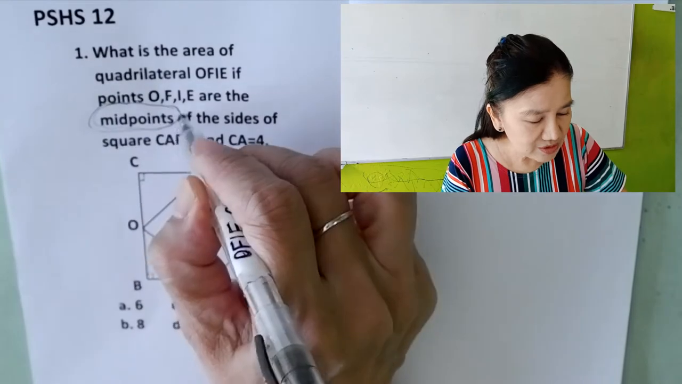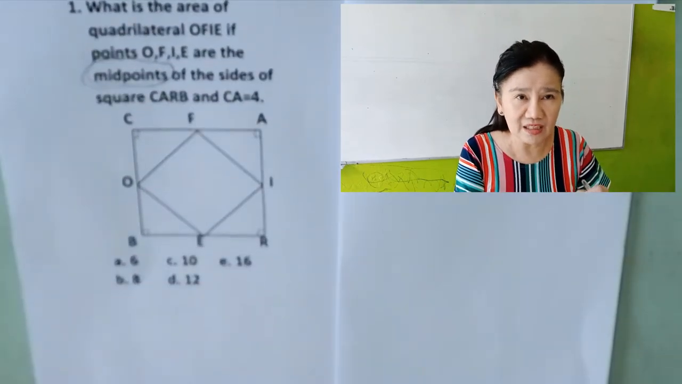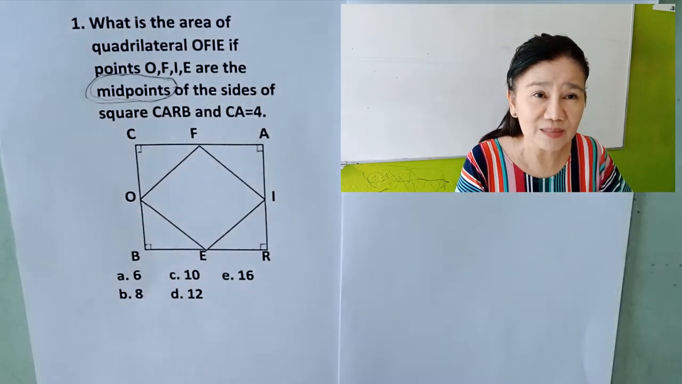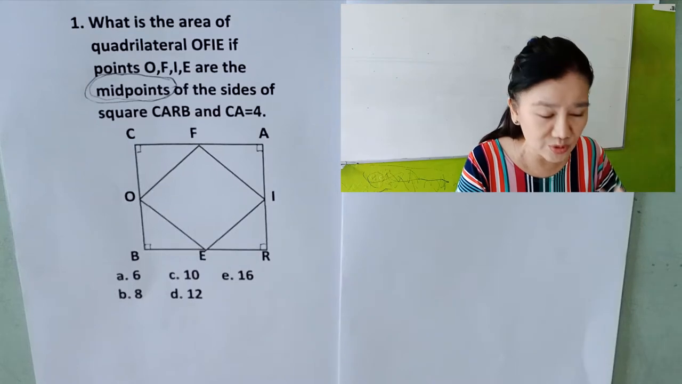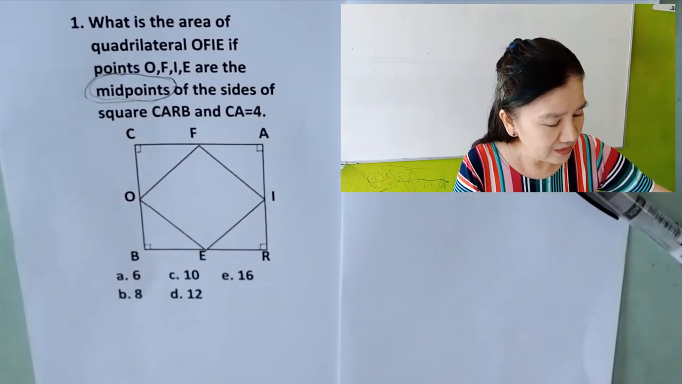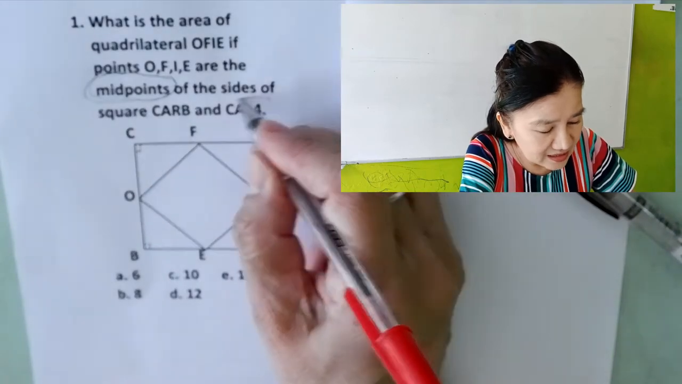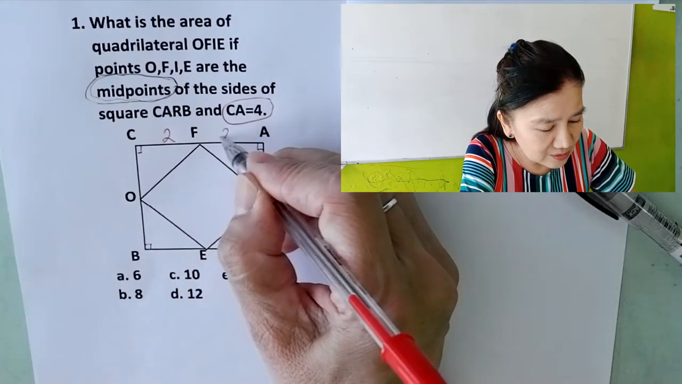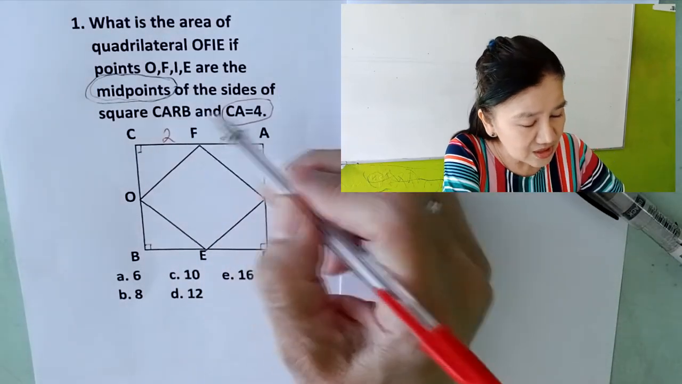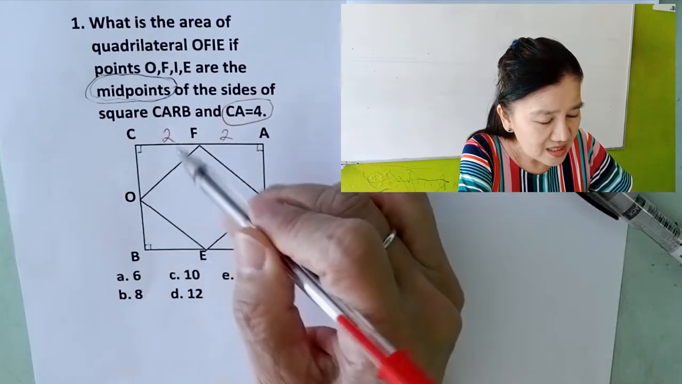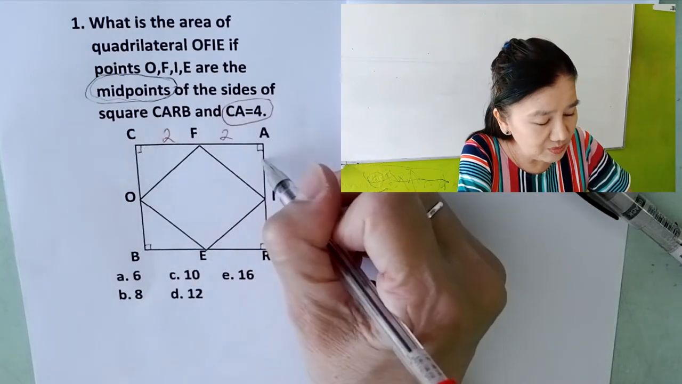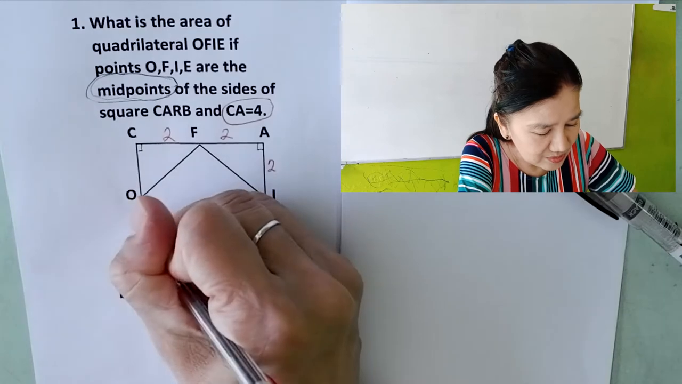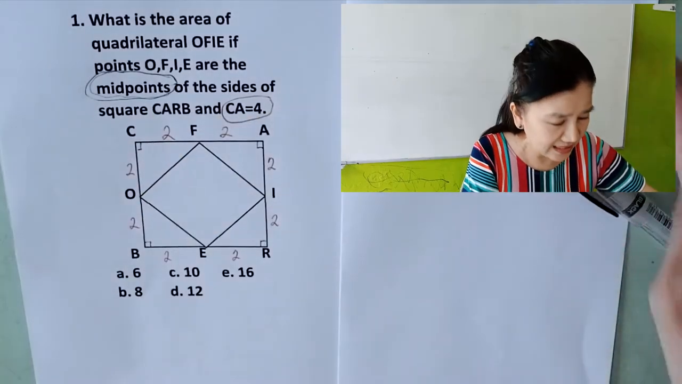Midpoints. When you say midpoint, it is the point right at the middle. So, therefore, the whole line segment or side is bisected, or divided into two. If CA is equal to 4, that would mean CF must be 2, FA is also 2. Now, let us consider that CARB is a square. So this would imply that AI is 2, IR is 2, this is 2. A square has equal sides.